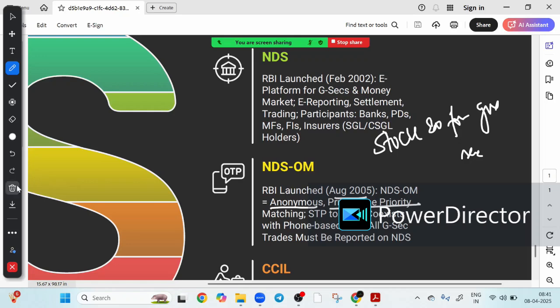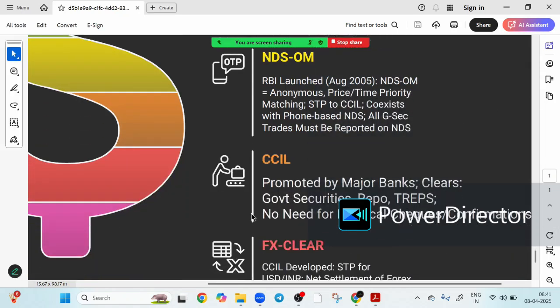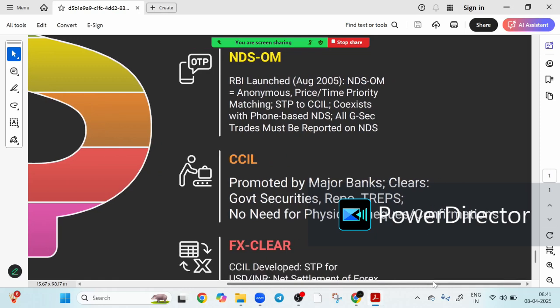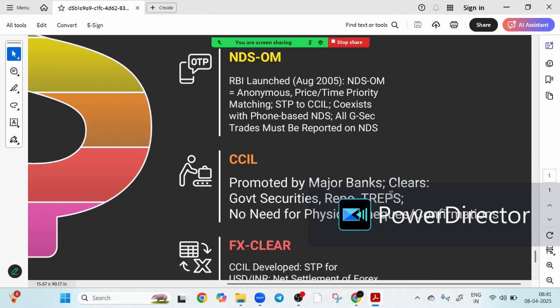If you go toward the CCIL, that is Clearing Corporation of India Limited, remember that this is promoted by major banks, and CCIL clears government securities and TREPS, tri-party repo, right? And the best part is that there is no need for physical cheques or confirmation messages. Everything is electronic, secure and guaranteed.